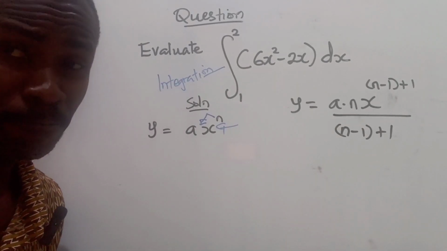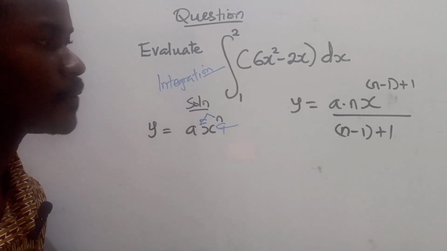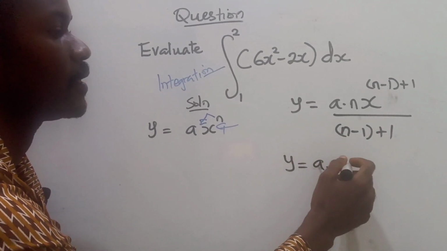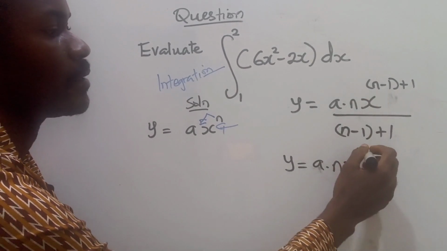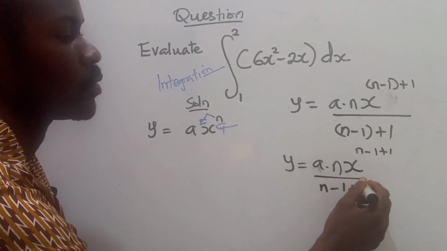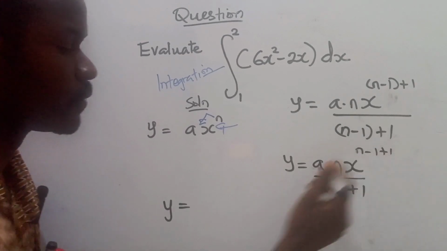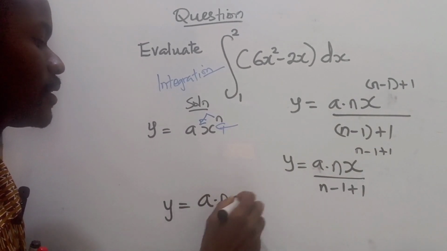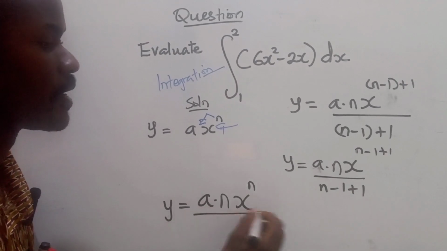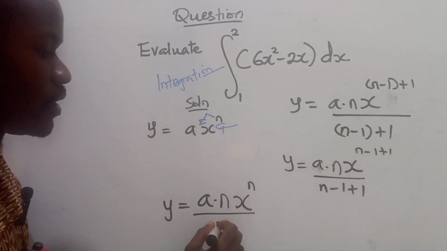So let's quickly simplify that and see what we are going to get. By integration, when you solve this, you arrive back to this. This will give us y is equal to a multiplied by n, so x raised to power n minus 1 plus 1, divided by n minus 1 plus 1. Minus 1 plus 1 is 0, so I have a multiplied by n x raised to power n plus 0, which is still n, divided by, and all this is also going to give us n, because minus 1 plus 1 is 0, which is n.